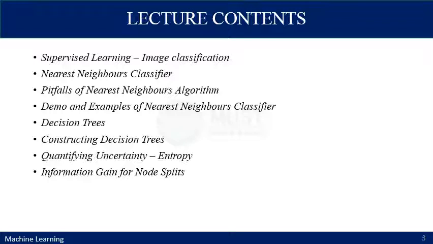Then we will move our discussion to decision trees, and we will look at how we can construct different decision trees to build classifiers for decision making. And there will be some discussion about information theory and specifically quantifying uncertainty, and two concepts from information theory, entropy and information gain, will be discussed in the decision tree algorithm.